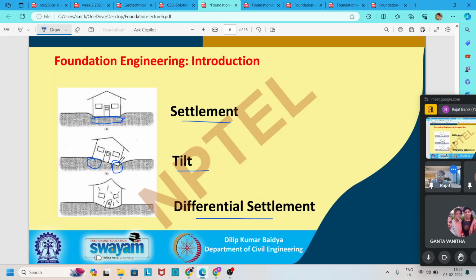So it also may be dangerous because there may be cracks along the joints and columns due to this tilting. And differential settlement is similar. It is also similar to tilt. But in this case the differential settlement occurs in one or two weaker zones below the foundation. So it also may develop some failure of the structure due to this differential settlement.